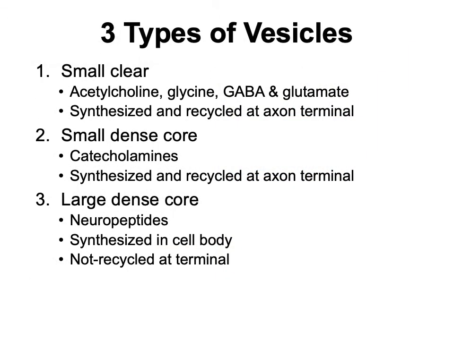There are three types of vesicles found in a neuron: small clear, small dense core, and large dense core. The small clear ones contain neurotransmitters such as acetylcholine, glycine, GABA, and glutamate, just to name a few. These small clear vesicles with their neurotransmitters are synthesized and recycled at the axon terminal. The small dense core vesicles contain catecholamines such as norepinephrine, epinephrine, and dopamine, and these too are synthesized at the axon terminal and recycled there as well.